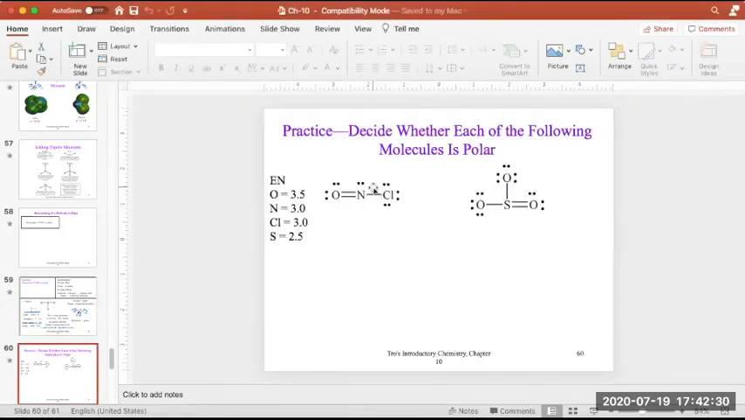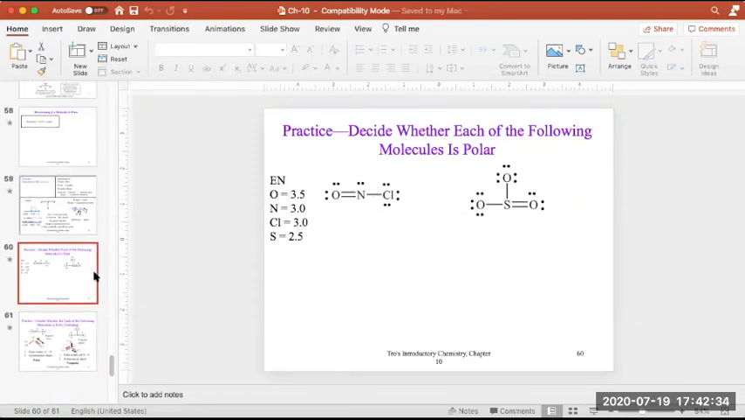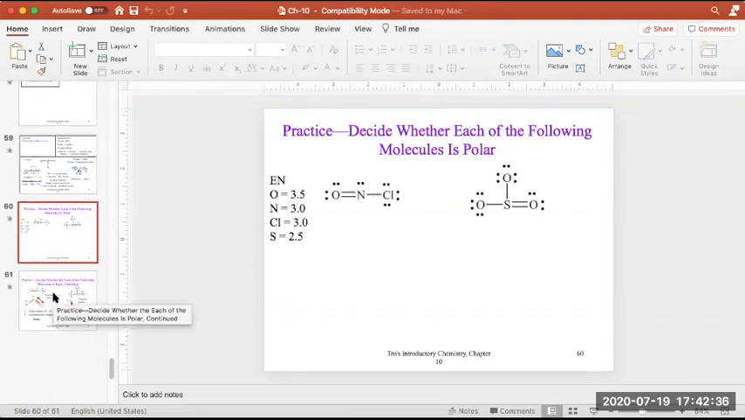Similarly, you can try this example. So you have to do it by yourself. This example, NOCl and SO3. The electronegativity numbers are already given. So let me explain this last example for you, right? And then you can do the SO2.